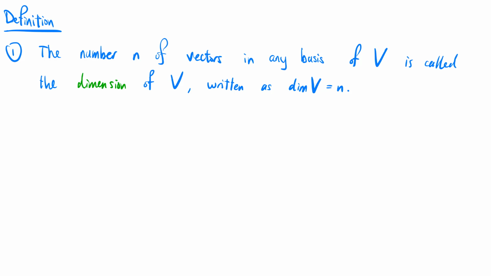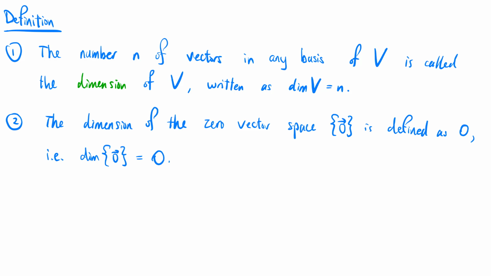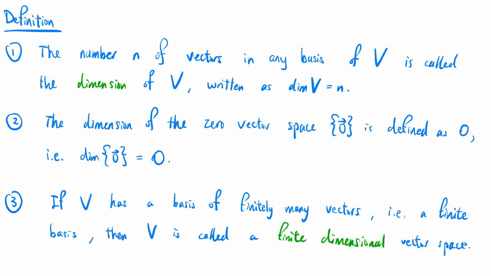In the previous video, we have shown that all bases of a vector space must have the same number of vectors. This number, n, is called the dimension of V, written as dim V = n. The dimension of the zero vector space is defined as 0. If V has a basis of finitely many vectors, in other words, a finite basis, then V is called a finite dimensional vector space.